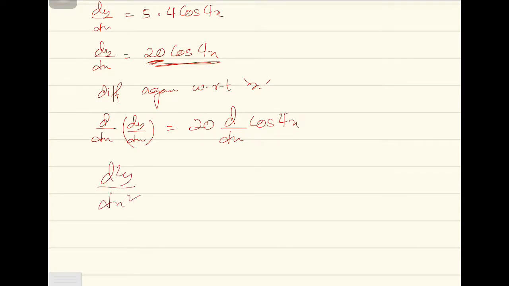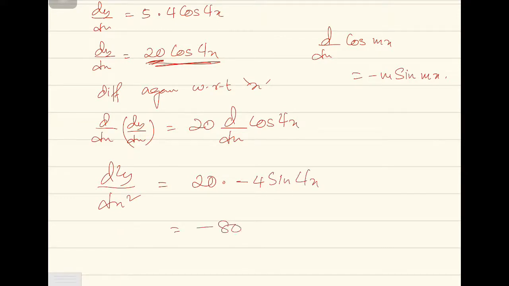Everyone knows d/dx of dy/dx is d²y/dx², equals 20 into, what is d/dx of cos 4x? This is the formula for cos mx: it is minus m sin mx. Remember, this is the formula of cos mx. So that will give me minus 4 sin 4x. So ultimately when I multiply, this would give me minus 80 sin 4x.